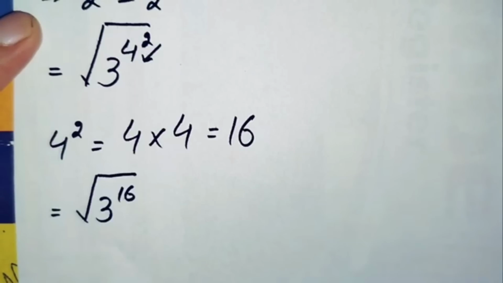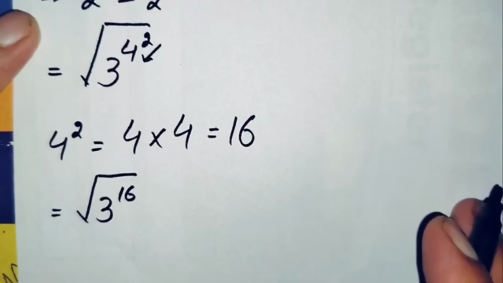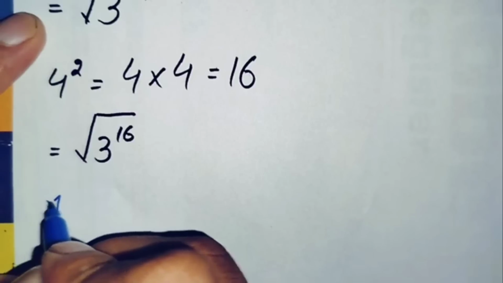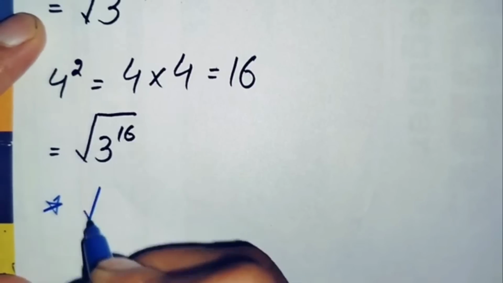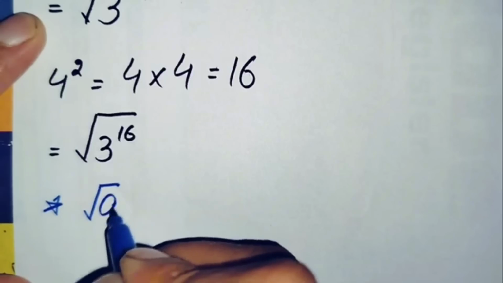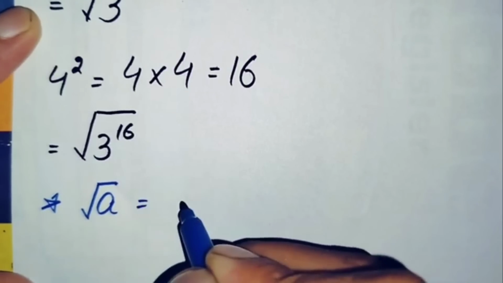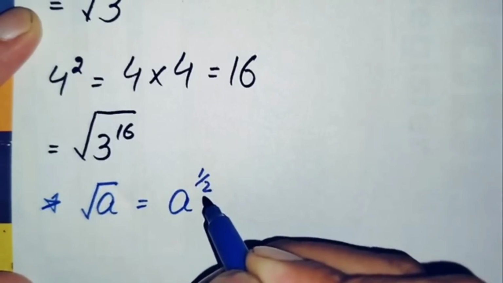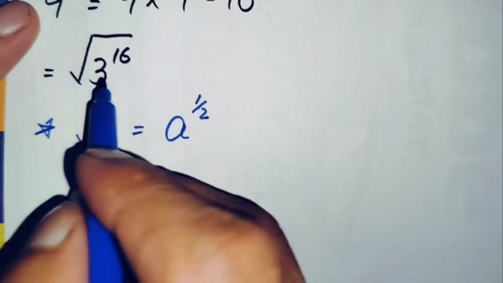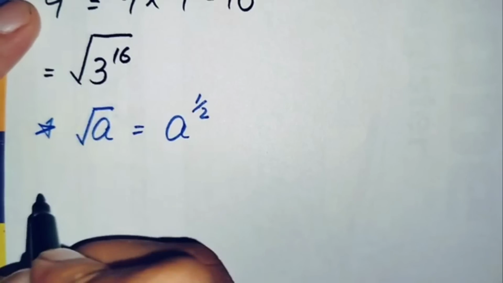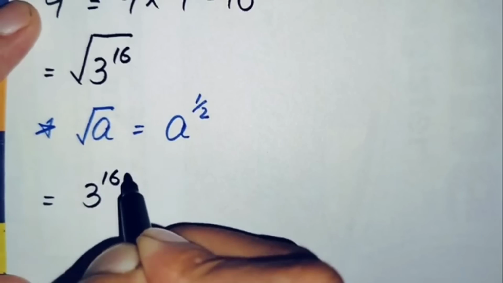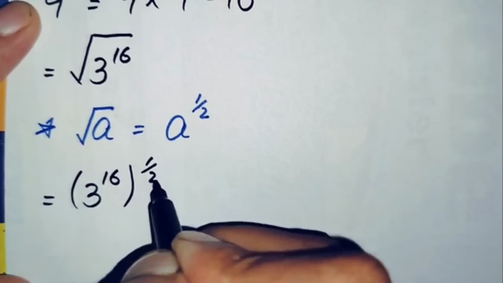What we will do here, we will change this square root to its equivalent, that is 1 over 2 or half fraction. So here we will use one property. We know that square root of any number a can also be written as a raised to power 1 over 2, because this square root is equivalent to 1 over 2 or half. So the same we will do here in this step. We will change this square root to 1 over 2 or half. So this will become 3 raised to power 16 whole raised to power 1 by 2.